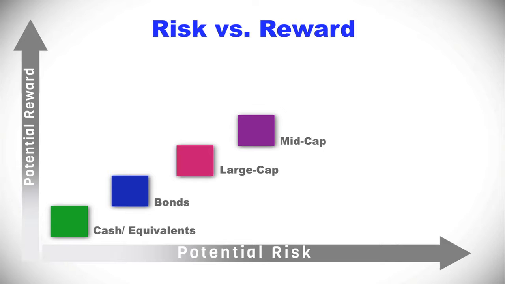And moving further along the scale of potential risk is small-cap stocks, which have the potential for higher rewards than mid-caps. And finally, at the end of the scale is international stocks, which have a higher risk-reward ratio, greater potential for growth, but higher risk of losing value. International stock funds are made up of companies located outside the United States.